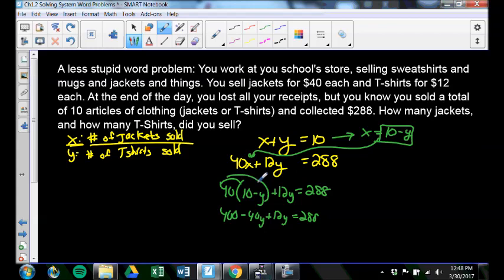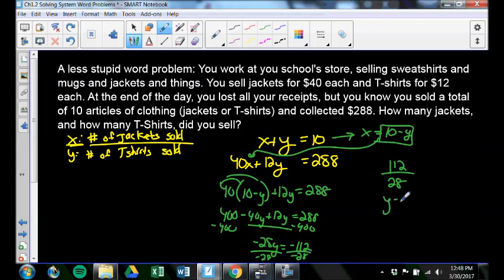I distributed this. So I combine these 2 terms and I get negative 28y, and I subtract 400 from both sides. I get negative 112. And I really hope this comes out to 4. I'm going to divide both sides by 28, really by negative 28, but the negatives cancel. And that is 4, thank goodness.